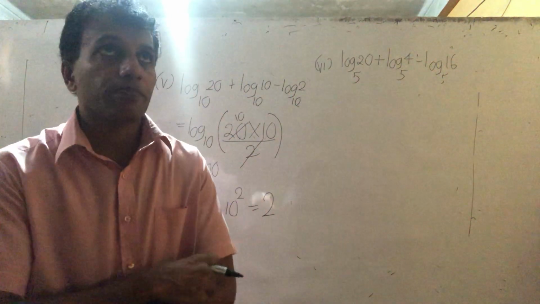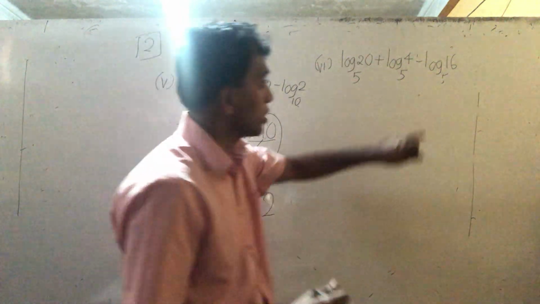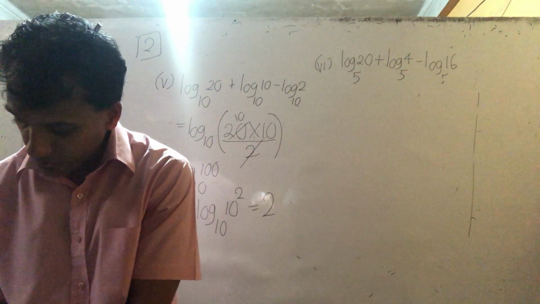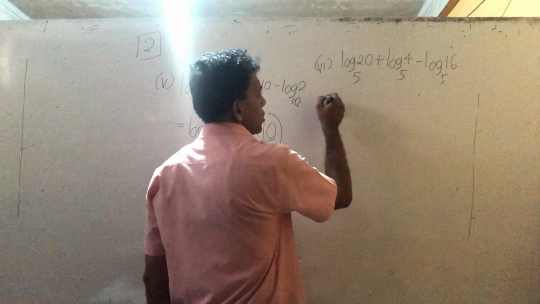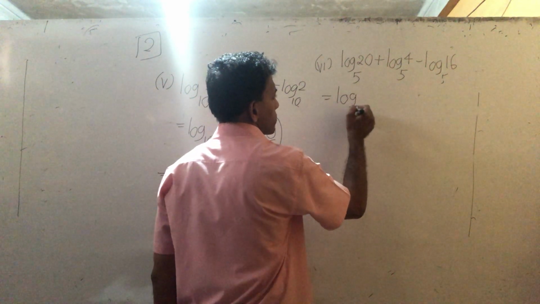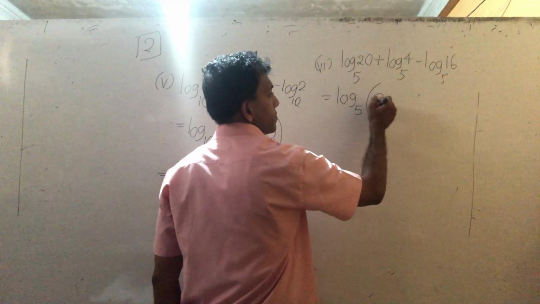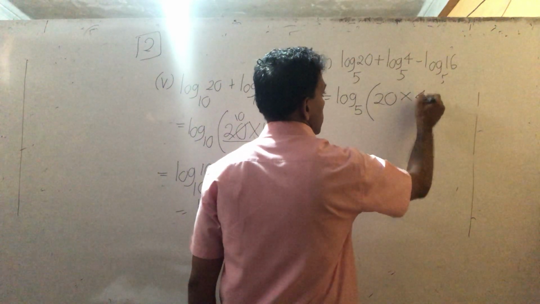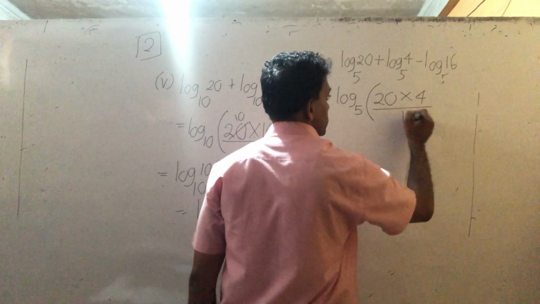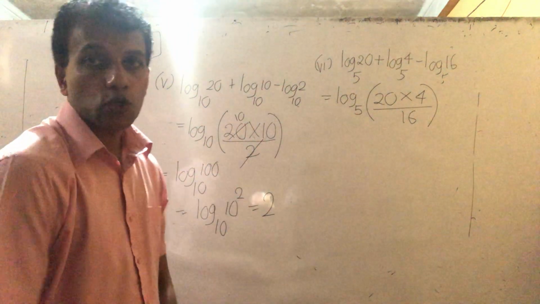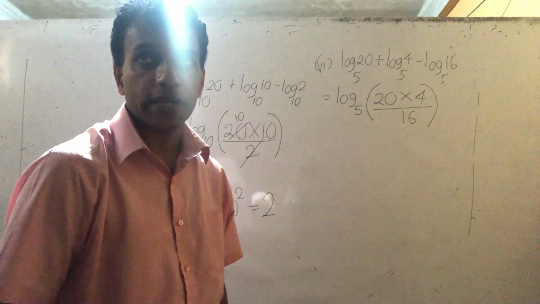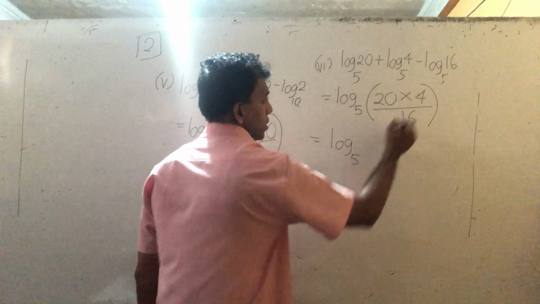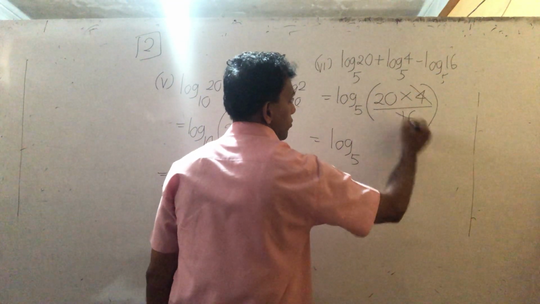Bases are same. Minus and plus both available: 20 plus 4 and minus 16. So take the logarithm base 5. Here 20, plus means multiply 4, minus is divide 16. Two major rules of logarithm: addition, multiply; minus, divide. So simplify now. Logarithm base 5. Cut the 4 here, cut the 4 here, 5.